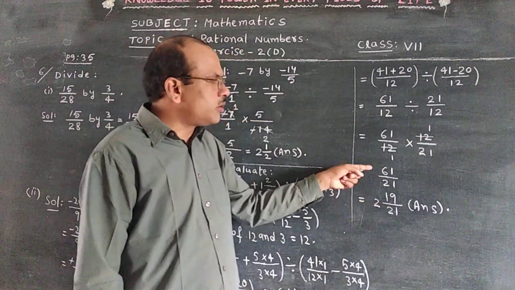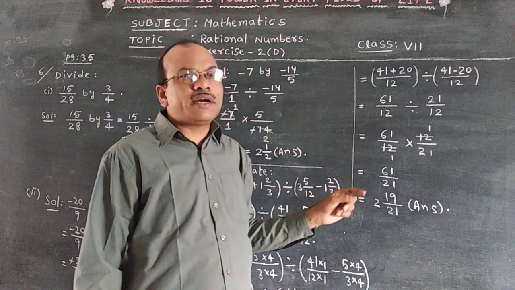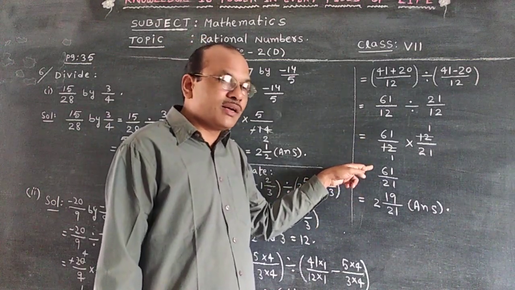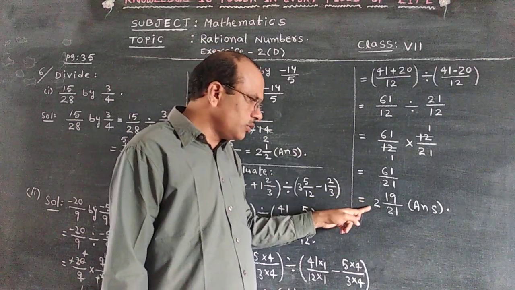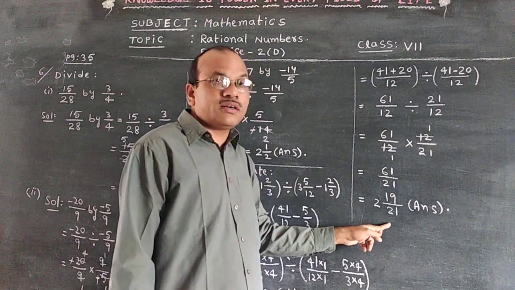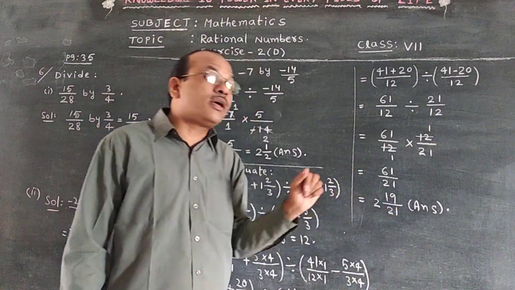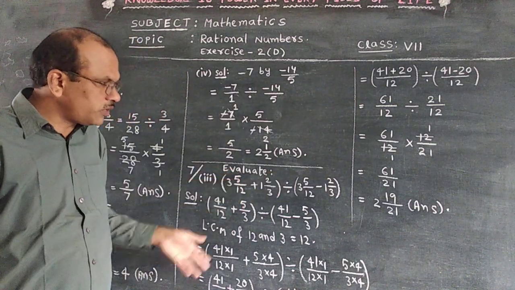Here also the numerator is bigger than the denominator, so we have to divide in the rough. With the 21 table we should divide the 61, then we will get a mixed fraction called 2 19 by 21. This remains as the final answer. It is also a rational number. We have got it. This is the way we have to do.